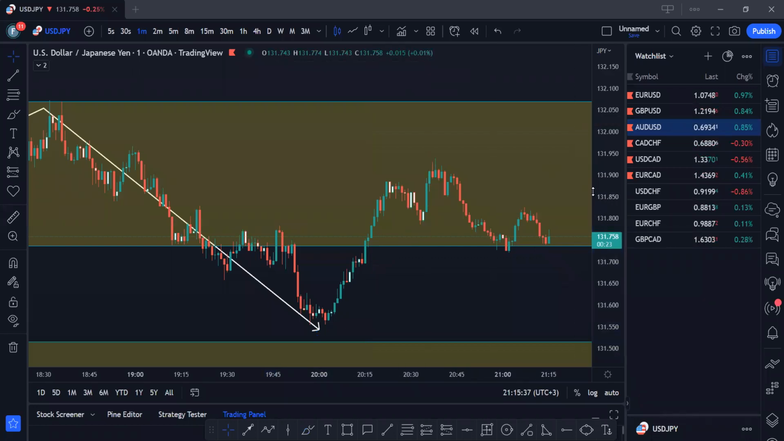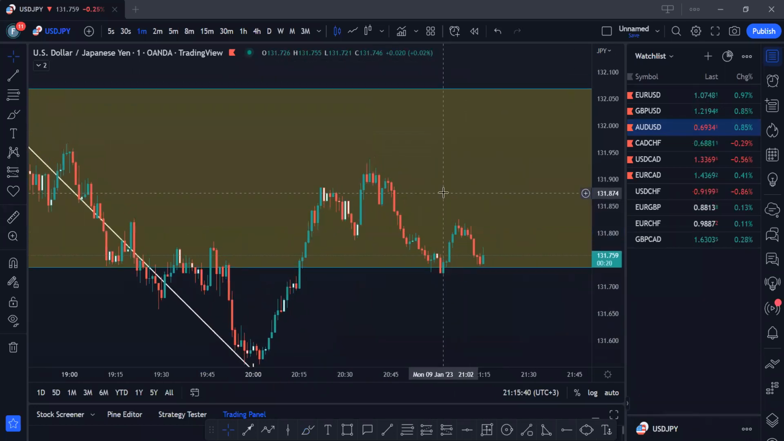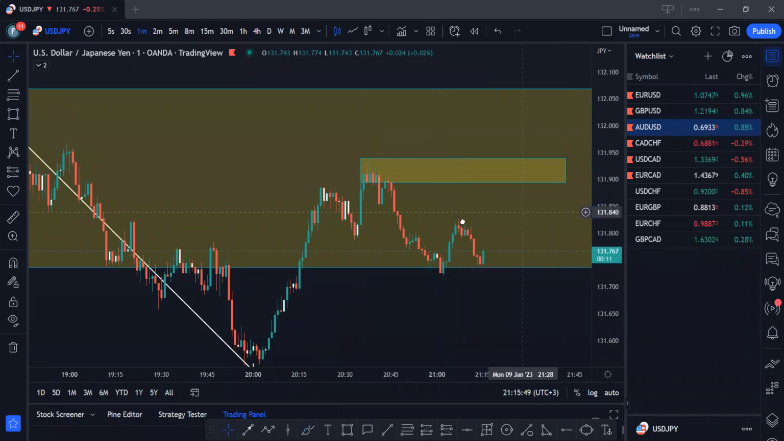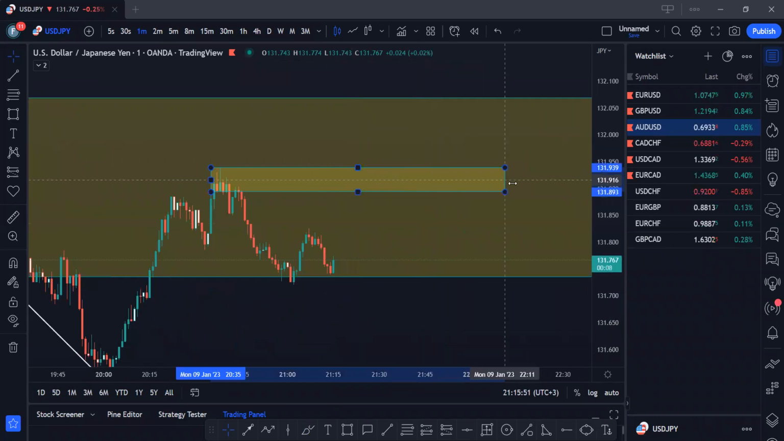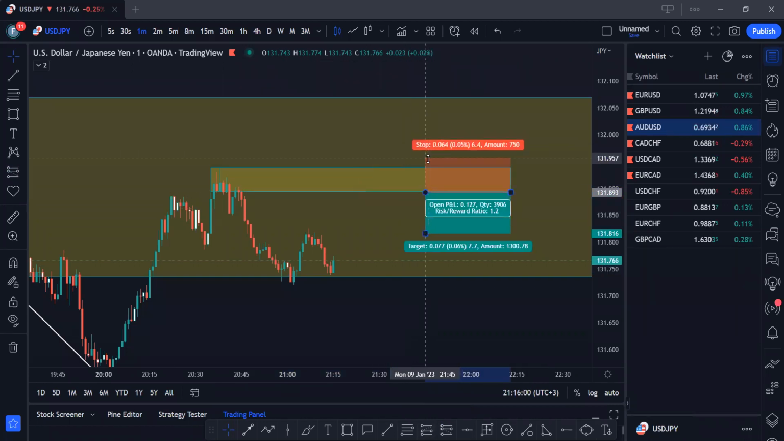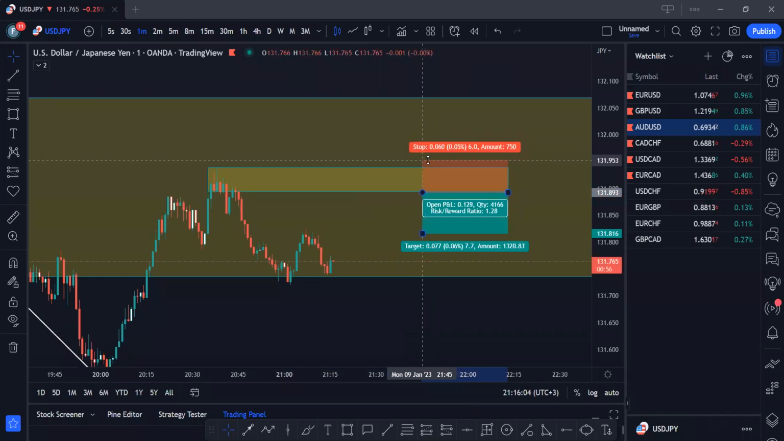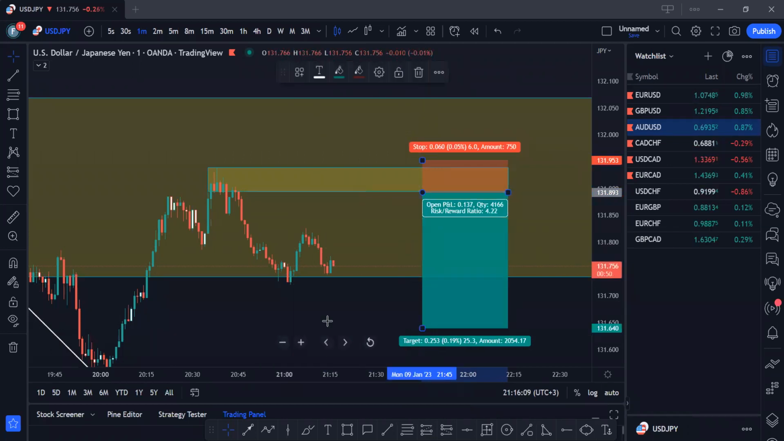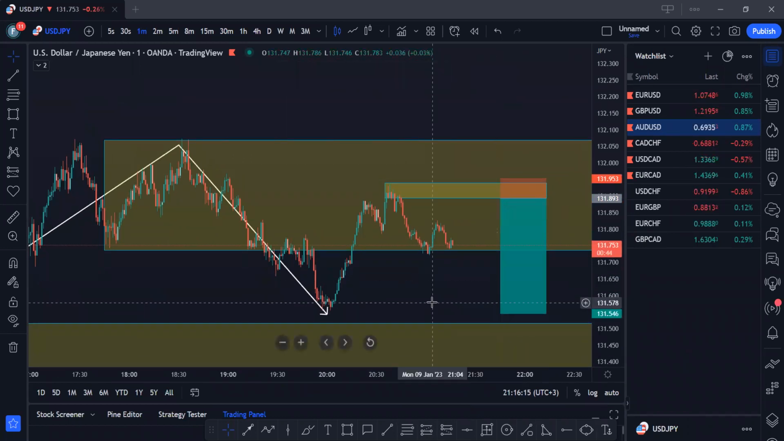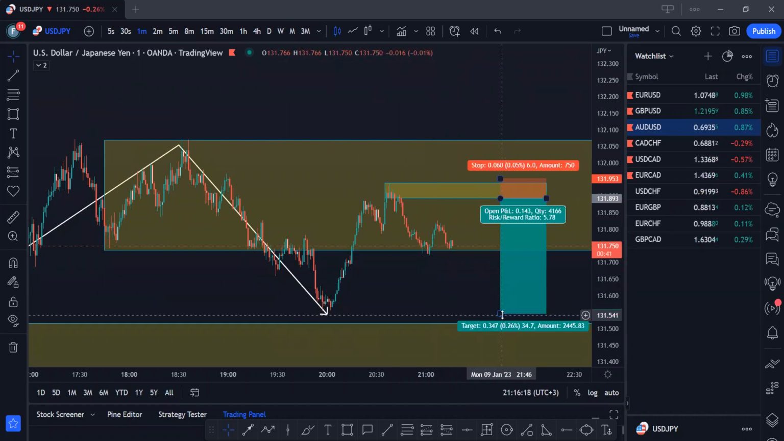If you're a 1-minute trader, you can wait for a retracement here. I still think price may come to this extreme. So for 1-minute traders, what you can do is set a sell limit over here, give yourself, let's say, a 6 pips stop loss, and then you can do 1 to 4, or the target is extremely low. Okay, that's on UJ.